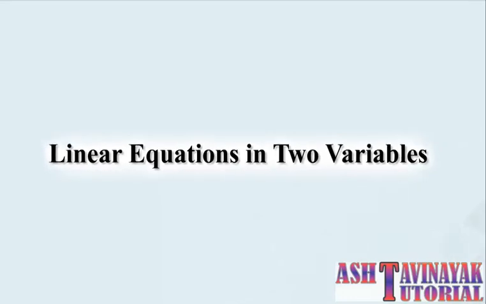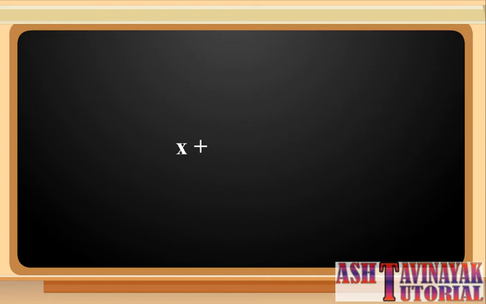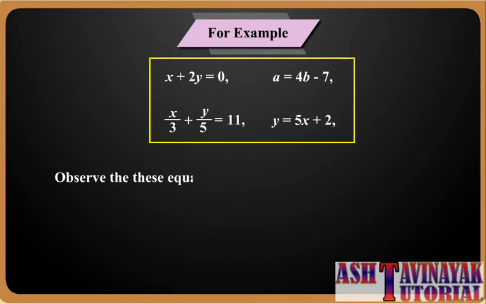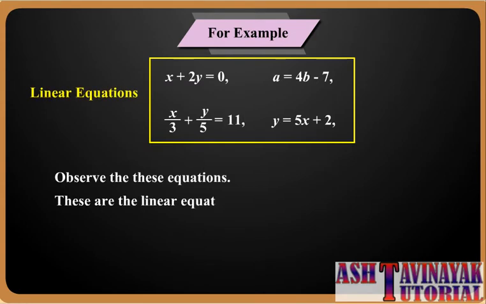Equations in two variables. Friends, you must have seen the teacher writing some equations on the blackboard. For example, x + 2y = 0, a = 4b - 7, x/3 + y/5 = 11, and y = 5x + 2. Observe these equations. These are the linear equations in two variables.